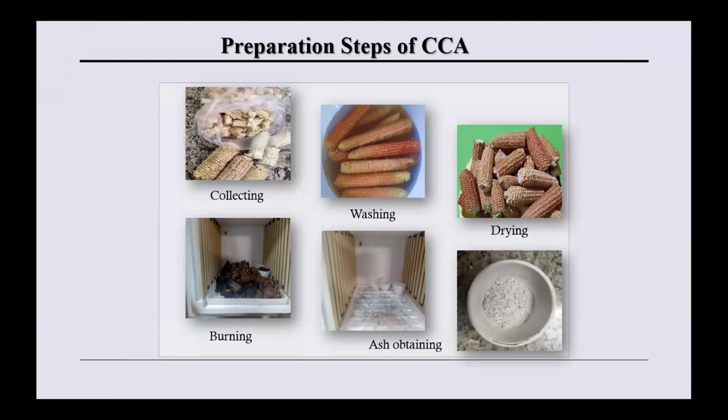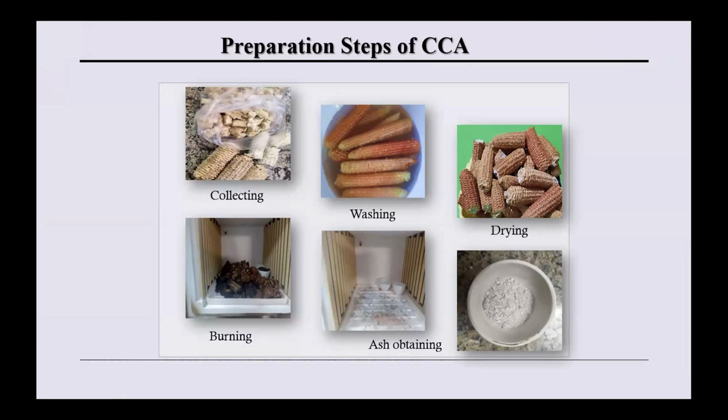Our methodology involves three main steps. First step was the preparation of corn cob ash from the corn cob. The process was first collecting, washing, drying, burning, and finally obtaining ash. After we obtained this ash, we use it to extract silicon nanoparticles.